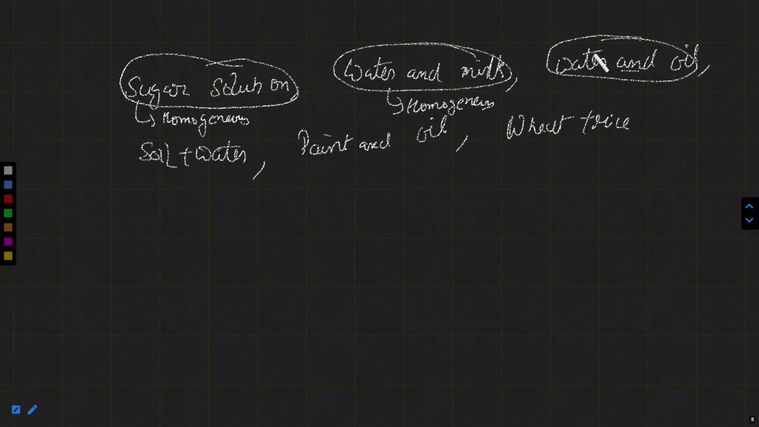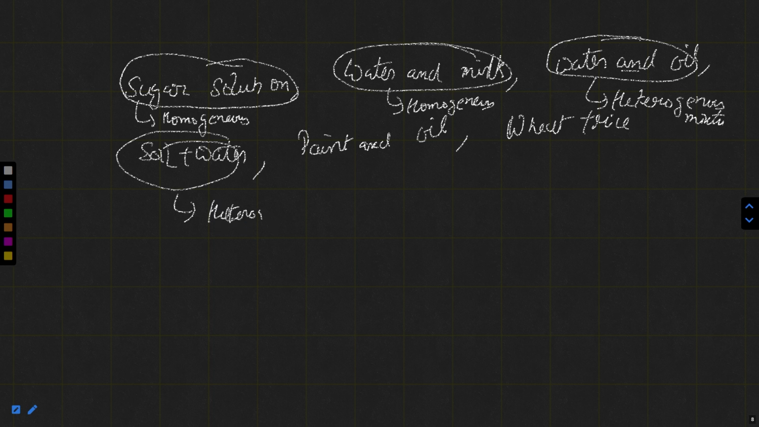If you talk about water and oil, since oil is non-polar, it does not dissolve, and because the density of oil is less, it will float on the surface of water. Therefore they are already separated, so it is a heterogeneous mixture. If you try to dissolve soil in water, it will never dissolve completely, and some of it will be deposited at the bottom. In this case also, it will form a heterogeneous mixture.